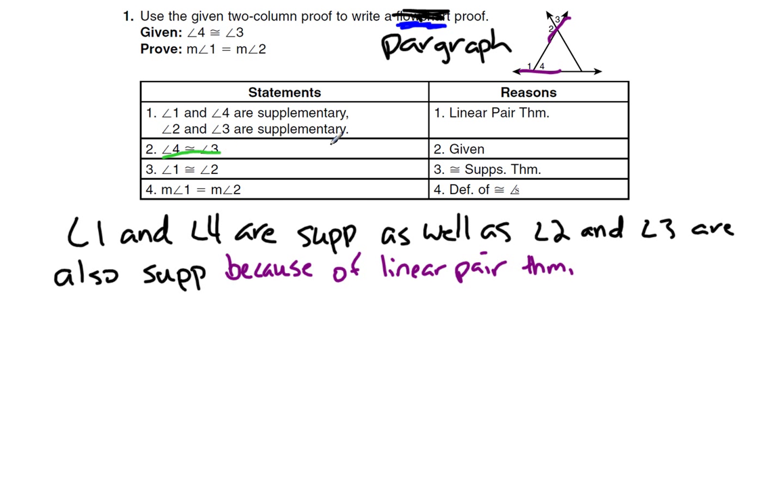This is a given part. This is pretty straightforward. So we can say it is given that angle 4 is congruent to angle 3. And that's all it gives us, so womp womp, that's it. Now what?